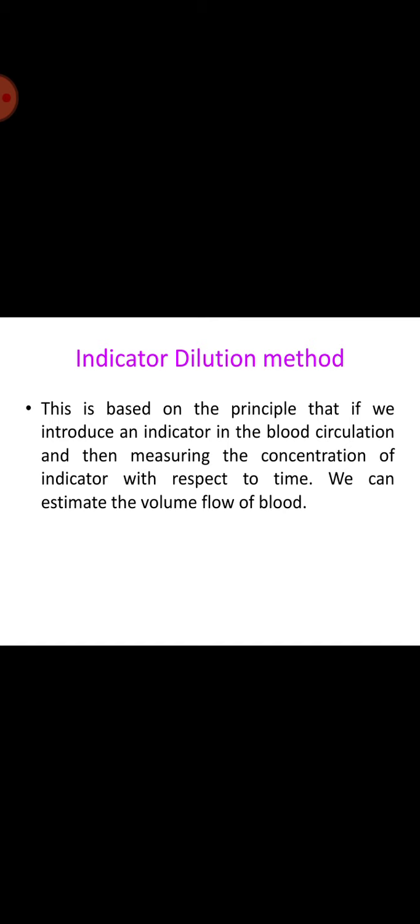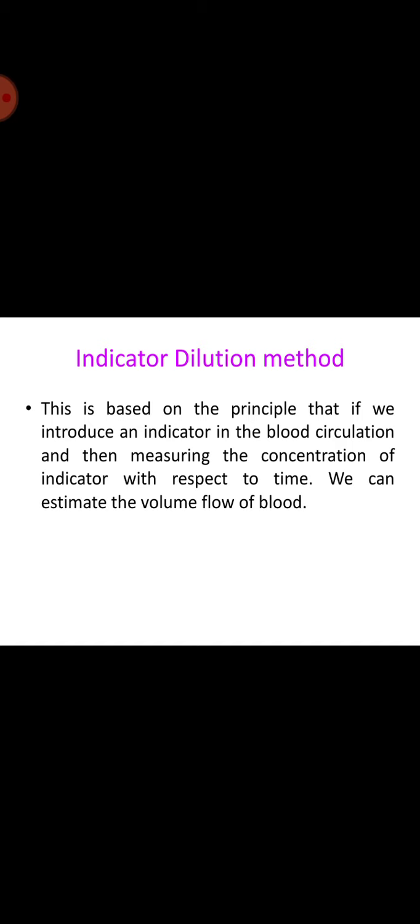And the next method is the indicator dilution method. It is one of the most popular methods and it employs several types of indicators. Two methods are generally employed for introducing the indicator in the bloodstream. Continuous infusion method, but it is not widely used due to the indicator recirculation process.